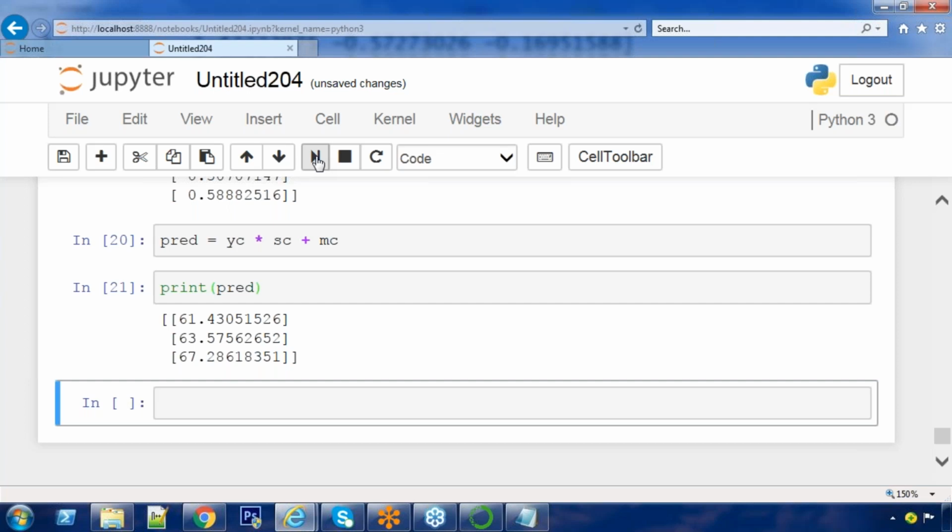To scale, what is the formula? Your actual minus mean divided by standard deviation. Now you are reversing. Understand the points?